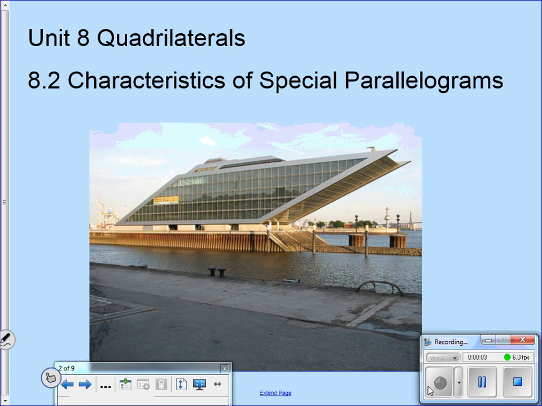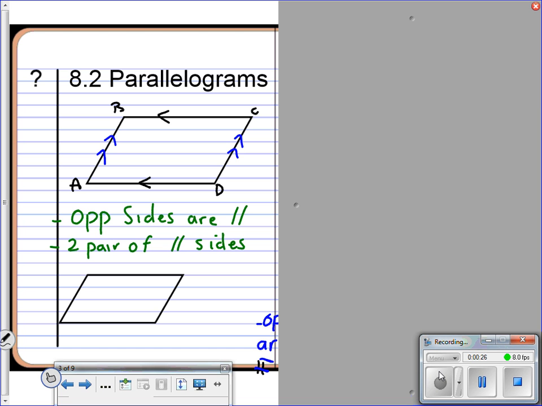We are in Unit 8, Quadrilaterals. We're going to be in Section 8.2, Concept 2, and we're looking at the characteristics of special parallelograms. In 8.1, we started learning about what parallelograms are. This is a great illustration in this picture of a parallelogram. It's a building that I found online. I think it's pretty cool. Anyway, let's go ahead and get started.